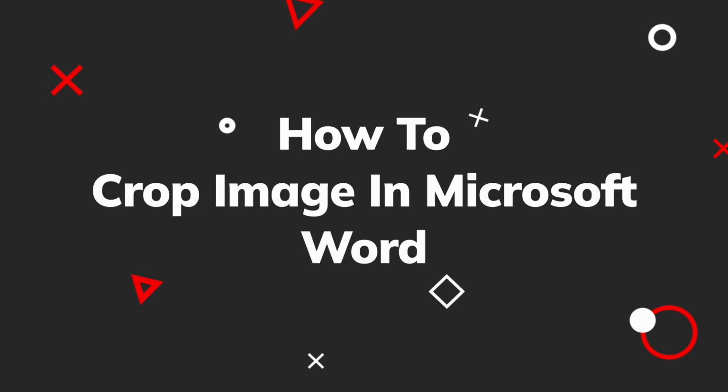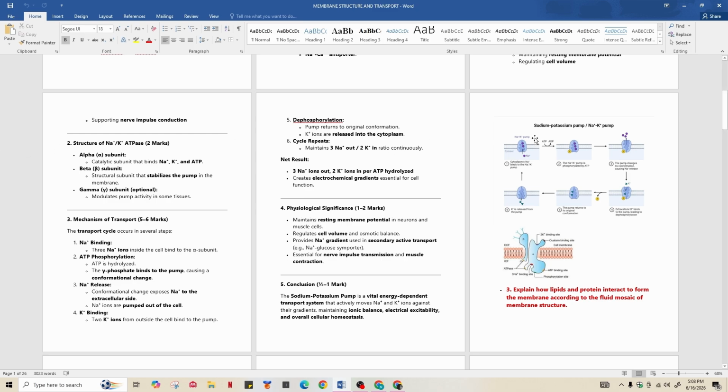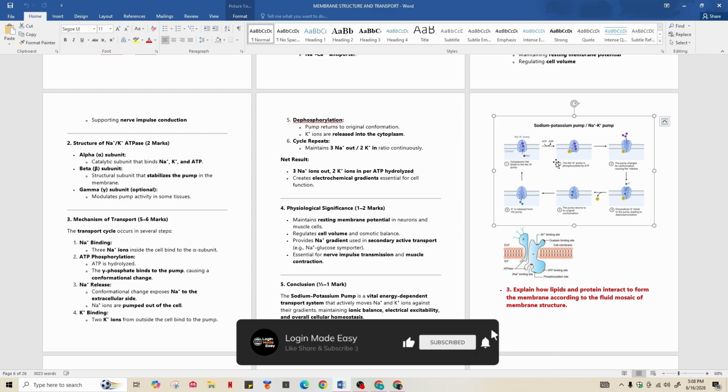So in this guide, I'm going to show you how to crop an image in Microsoft Word. So first, go ahead and select the image that you want to crop. You'll see it become selected. Now access the cropping tool.